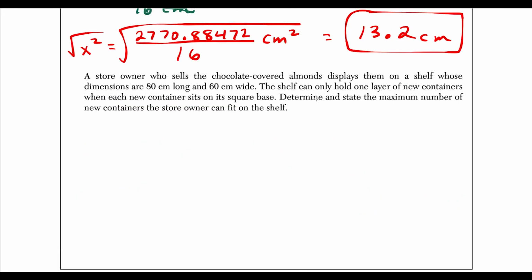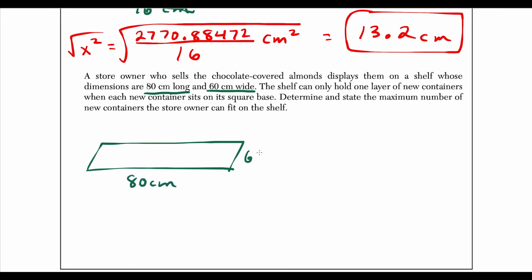So now for the second part of this question, the owner wants to display these chocolate almonds on a shelf, and the dimensions of the shelf are 80 centimeters long and 60 centimeters wide. So if we just draw this out here, what I like to visualize is that this is going to be 80 centimeters long and 60 centimeters wide. So the shelf could only hold one layer of new containers. That means we can't stack them on top of each other. And the container is going to sit on its square base.